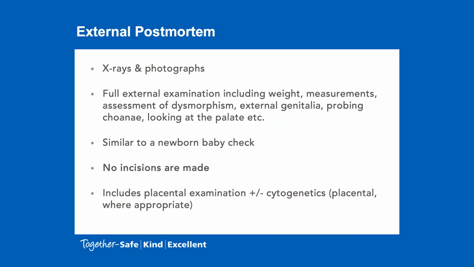So moving on to discuss the different types of post-mortem examination that are available. External examination is a non-invasive examination of a baby, which includes weights, measurements, assessment for any features of dysmorphism or structural abnormalities. The choanal and ear canals are gently probed. We look in the mouth, and it's rather similar to a newborn baby check. No incisions are made on the baby. It may also include x-rays if appropriate and clinical photos are taken. If a placenta is provided, this will be examined, and cytogenetic testing of placental material will be performed if appropriate.